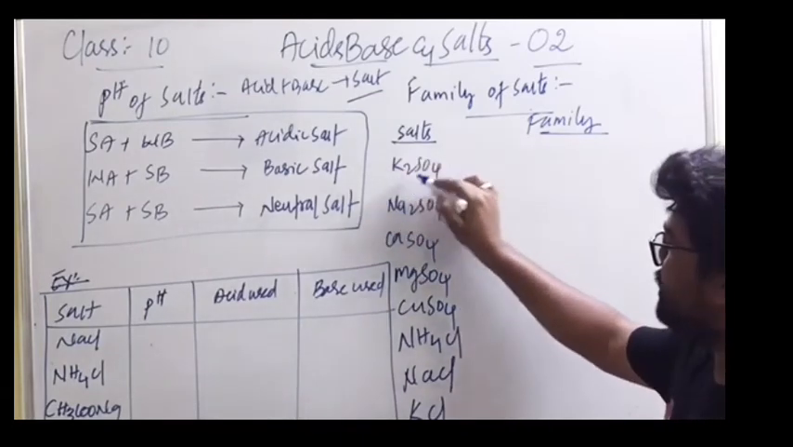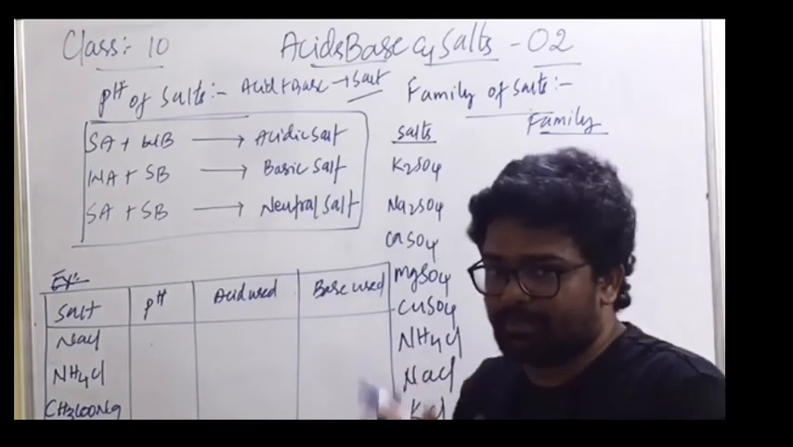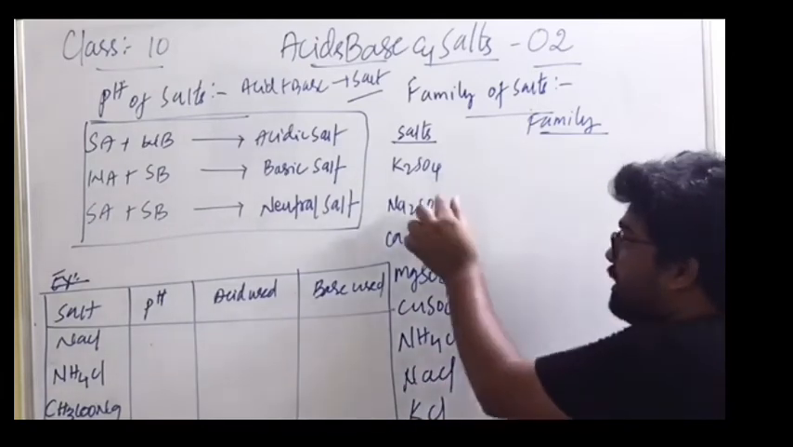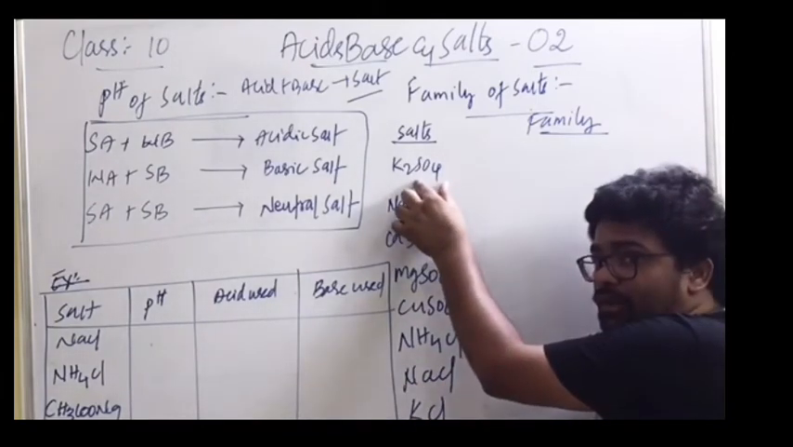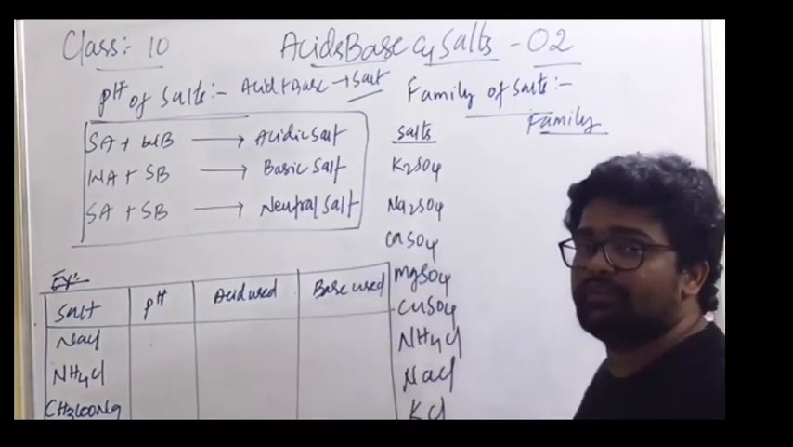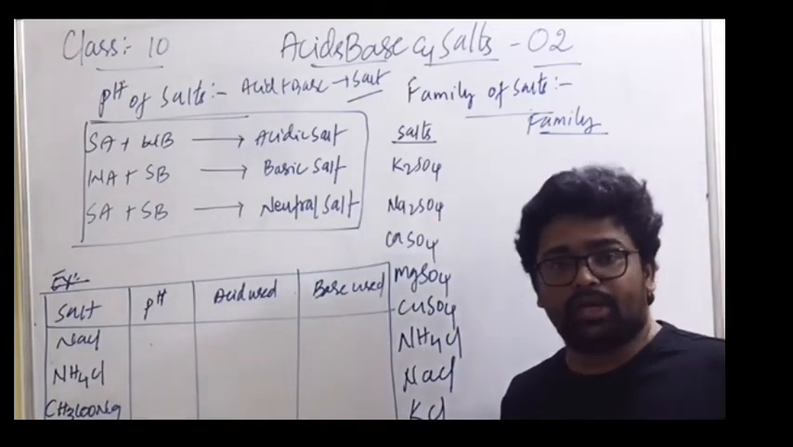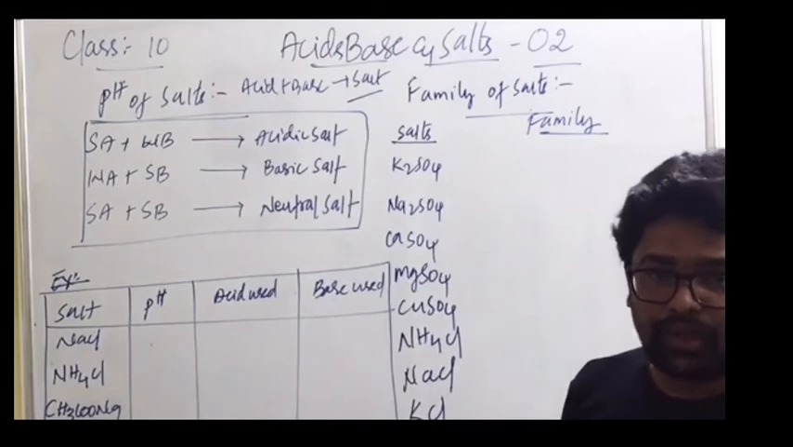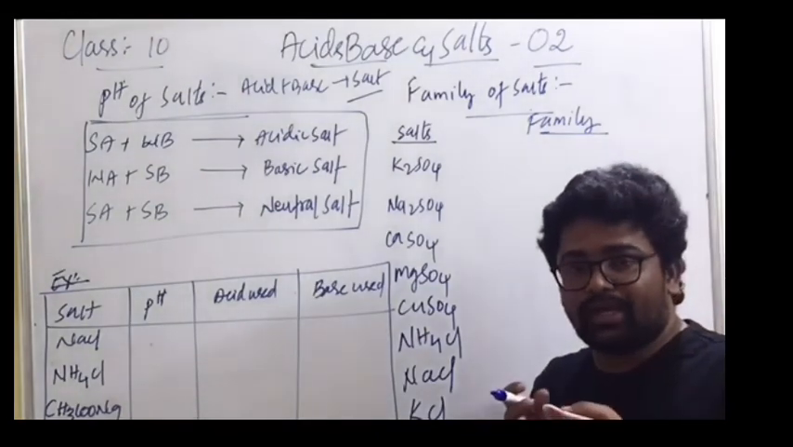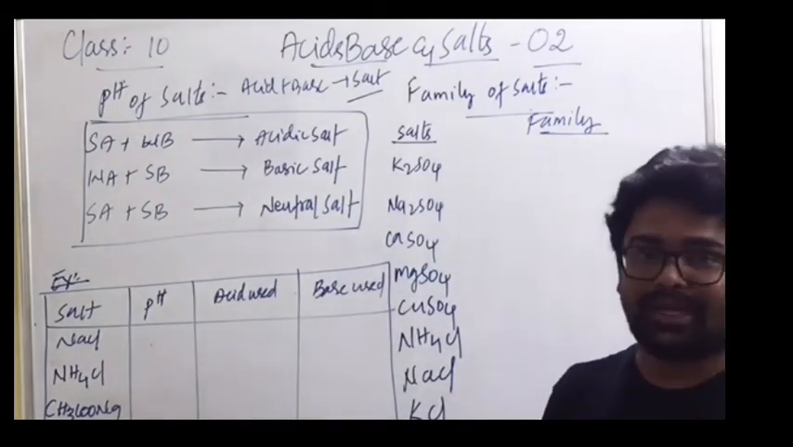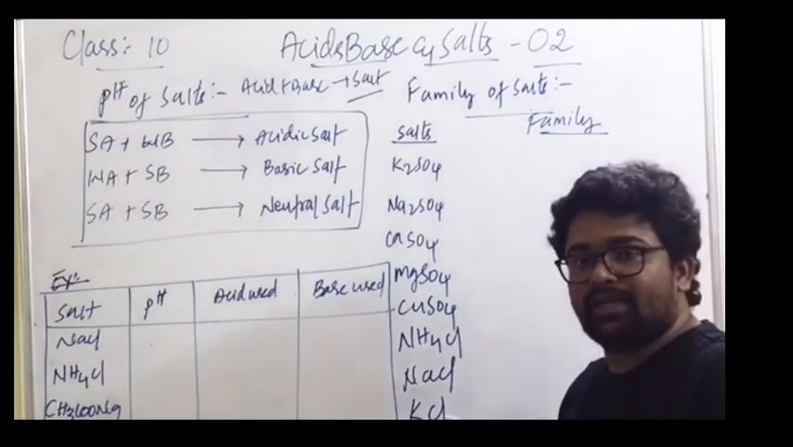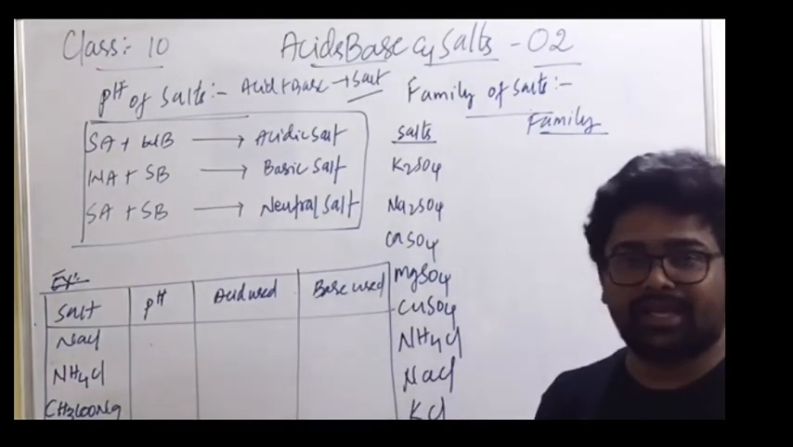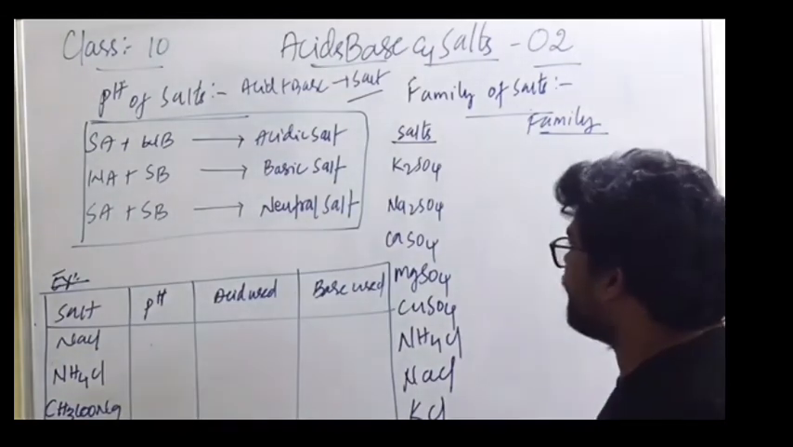It's a combination of acid plus base. If it is a sulfate, meaning if there is SO4 in a salt, the acid used is sulfuric acid. If you find chlorine, it means hydrochloric acid is used. If you find carbonate, carbonic acid. If you find nitrate, nitric acid. So in that way you have to identify.